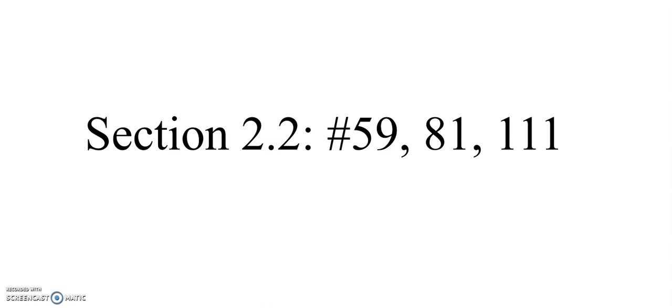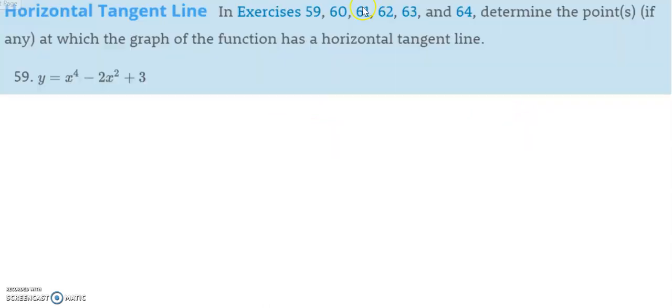All right, so we're going to be going over some homework from section 2.2, numbers 59, 81, and 111. So to start, 59 says to determine the points, if any, at which the graph of the function has a horizontal tangent line. So a couple of things to consider here.